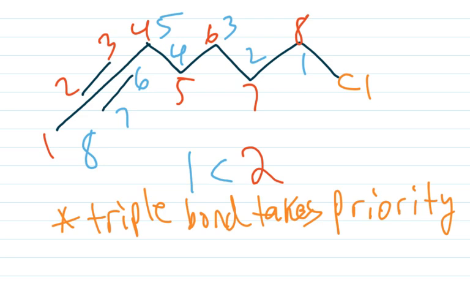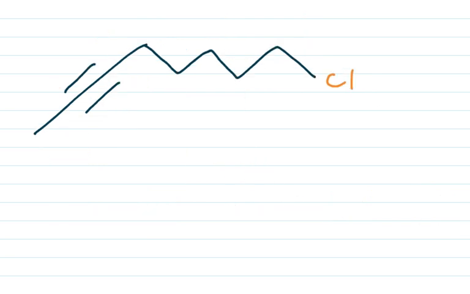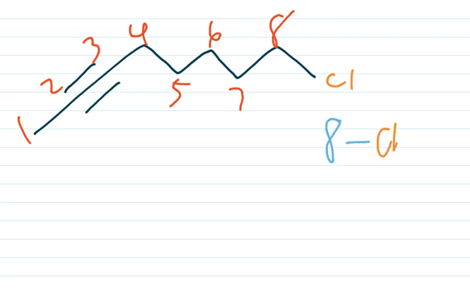Alright, so now that we know this, let's name the actual molecule. So let's number it the correct way, which is from left to right, because a triple bond takes priority, not the halogen substituent. And knowing that will help us name this molecule. So we have a triple bond on the second carbon, and then we have a halogen substituent off the 8th carbon. So we have an 8 chloro group.